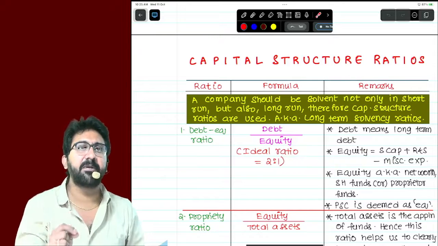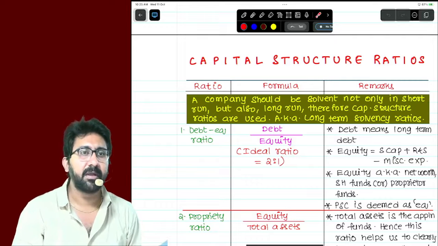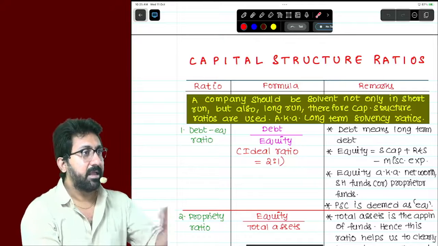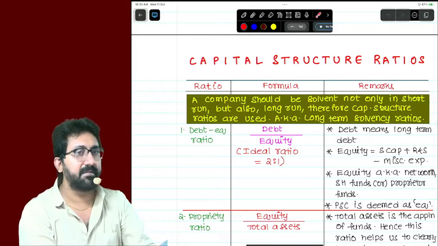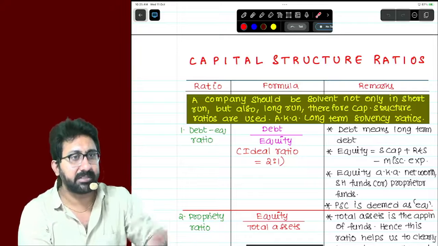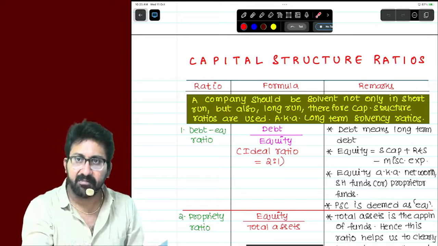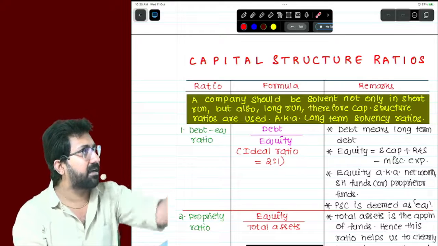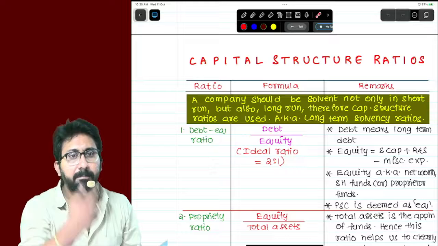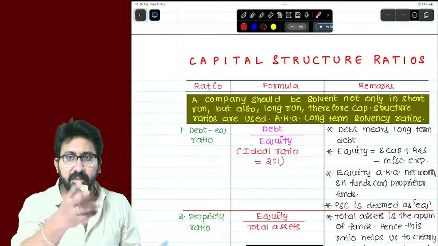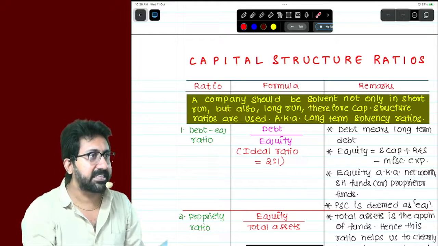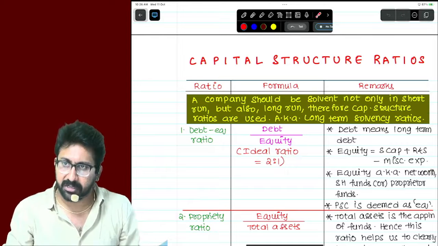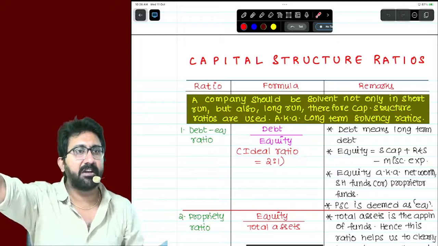Debt is a fixed commitment. Even if your profit falls, even if your revenue falls, they don't compromise on that. They will ask for their interest, they will ask for their principal back. With heavy debt in the capital structure, if there is a sudden pull down in the market, your company is gone. That's what happened during COVID. Businesses which were heavily financed by debt are gone because the business is not there, but these people will not stop asking for the EMI.